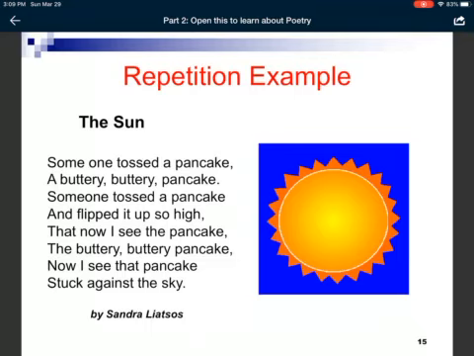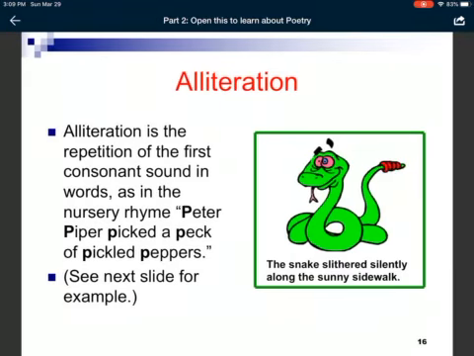Someone tossed a pancake, a buttery, buttery pancake. Someone tossed a pancake and flipped it up so high that now I see the pancake, the buttery, buttery pancake. Now I see that pancake stuck against the sky. So it's supposed to be kind of like the sun. But yeah, just that repeating of like pancake, pancake, and buttery, buttery pancake.